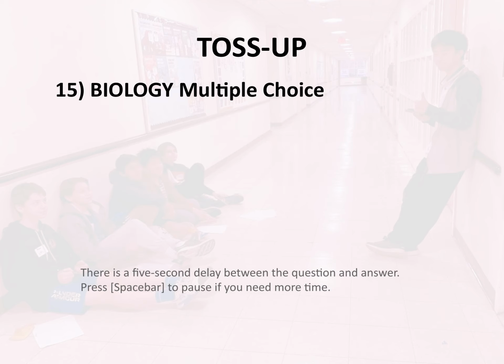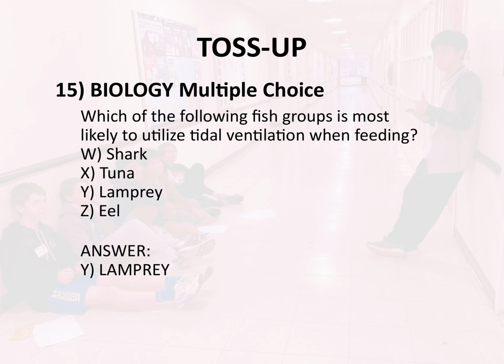Toss-up 15. Biology. Multiple choice. Which of the following fish groups is most likely to utilize tidal ventilation when feeding? W. Shark. X. Tuna. Y. Lamprey. Z. Eel. Answer: Y. Lamprey.